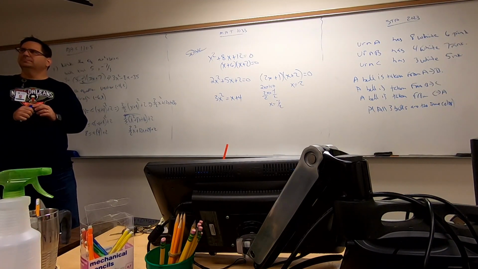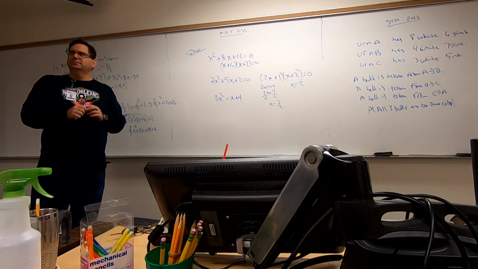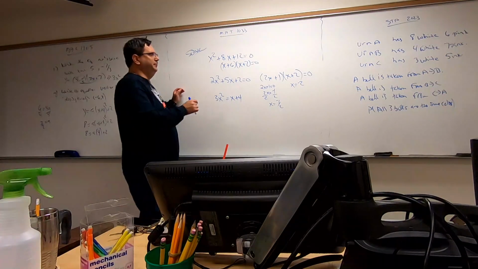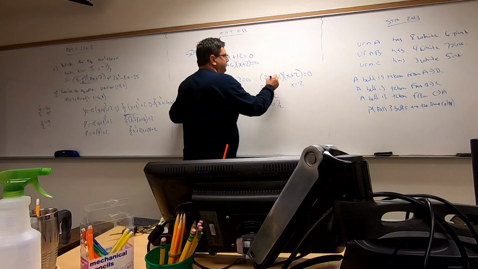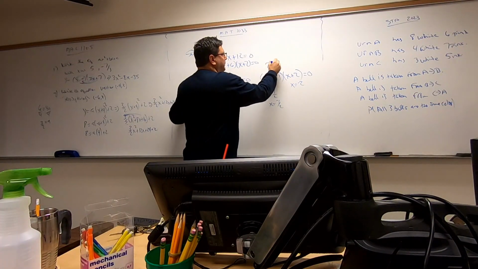Okay, she only got to the 2x plus 1, x plus 2 part. See. So when you get here, you set each one equal to 0.